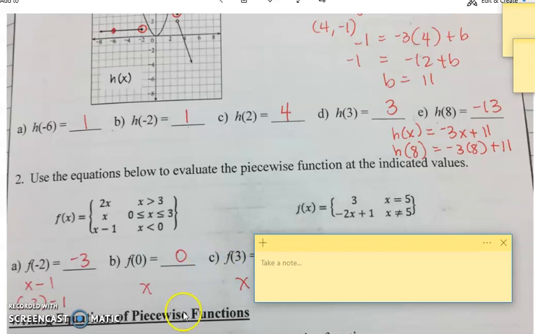For c, we go to x equals 3. That's still this middle graph here because it's inclusive of 3. And so when I plug 3 into x, you still get out 3.